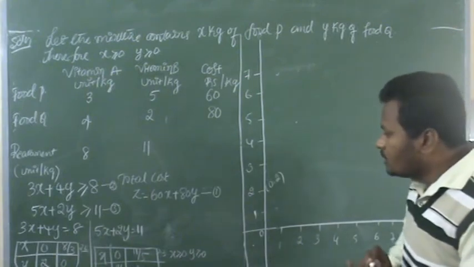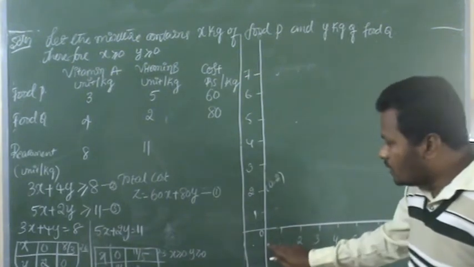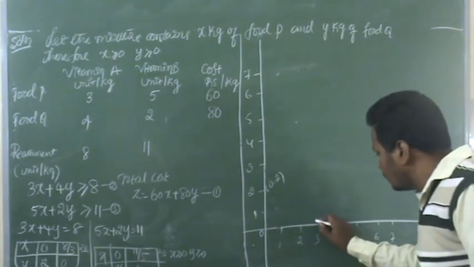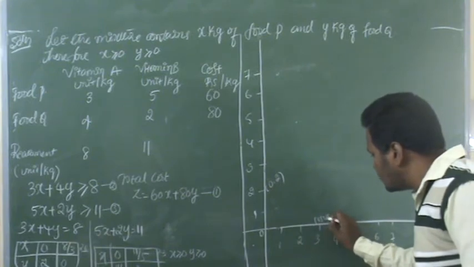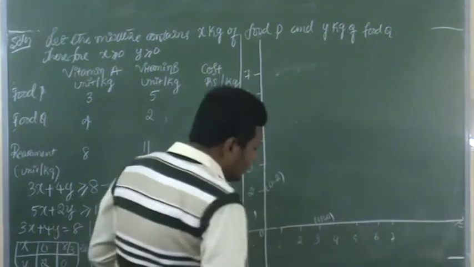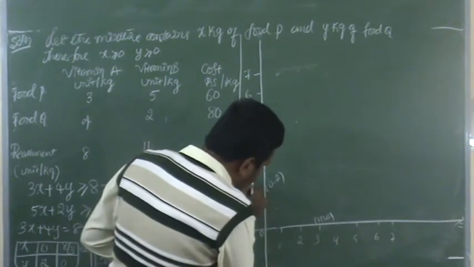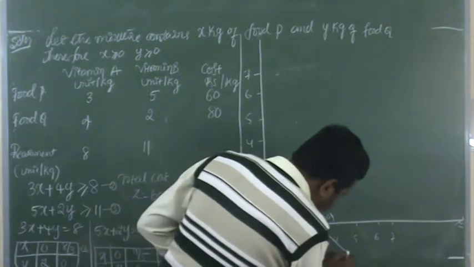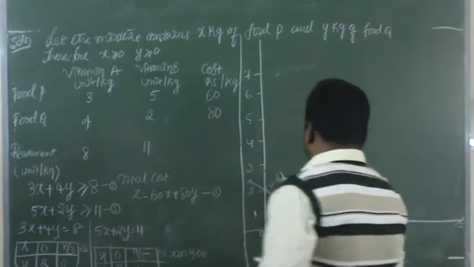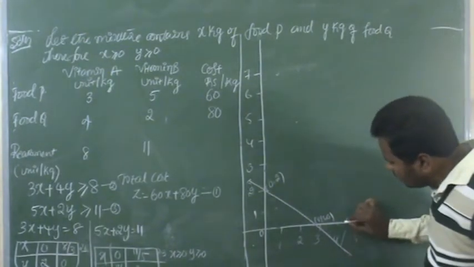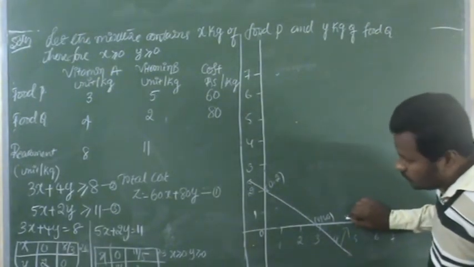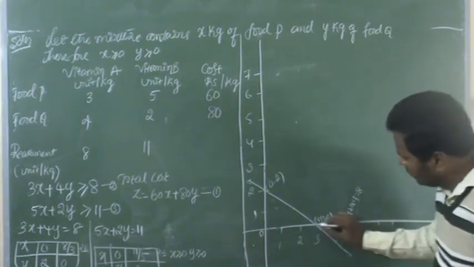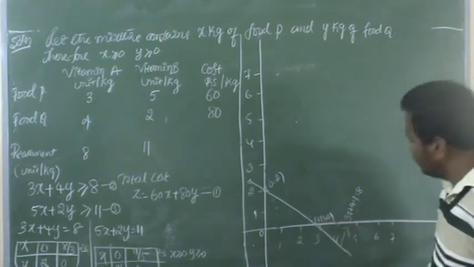Approximately 2.6 means it comes to this side. Okay. When y is equals to 0, what is the x value? Approximately 2.6 here, that is 8 by 3 comma 0. Joining these two points. Now this is the equation 3x plus 4y is equals to 8.